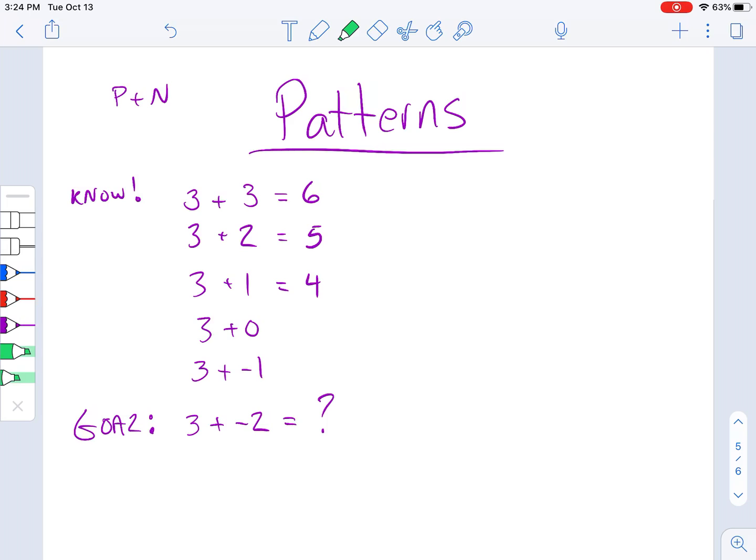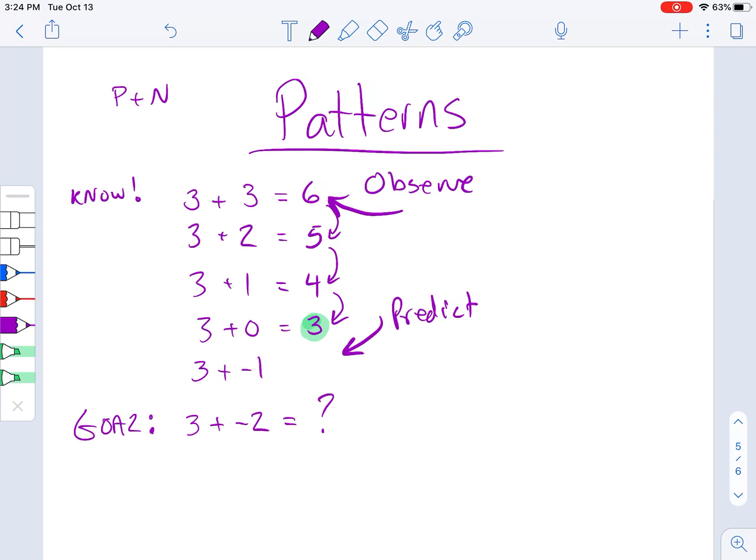So as a result, I can now observe what is happening here, and then use the pattern to predict what is happening here. So for this spot, 3 plus 0, well, I know that's 3. I can see that I'm going down by 1. So I don't know how to do 3 plus negative 1, but my pattern demands that this is going to be a 2. And again, my pattern demands that this is going to be a 1. So now I've proven that 3 plus negative 2 is equal to 1.